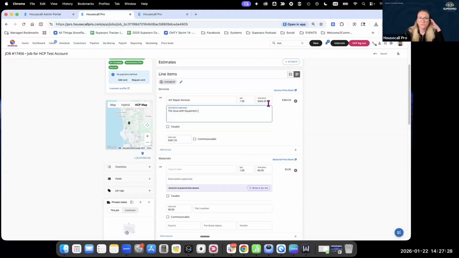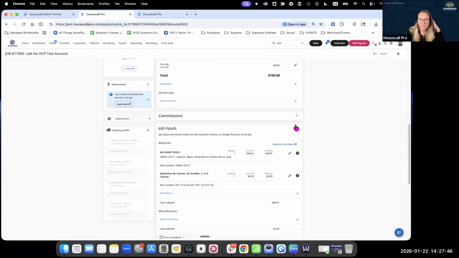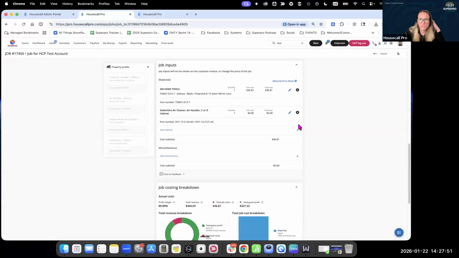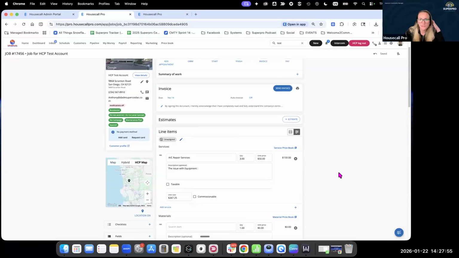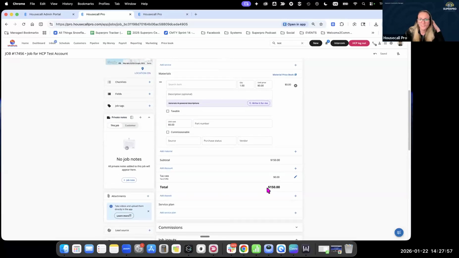I see. So if the price was, I don't know, $50 an hour, it would just be, okay, these are AC repair services, quantity three, or whatever it is. And then, okay, here's the cost, but that's down here, the price the customer would pay. Total. Got it.